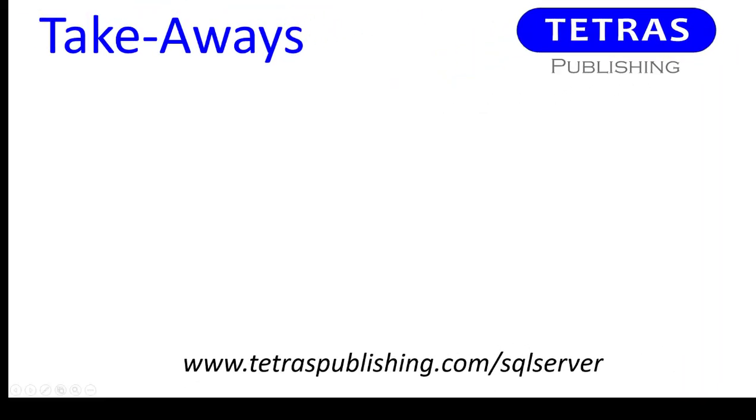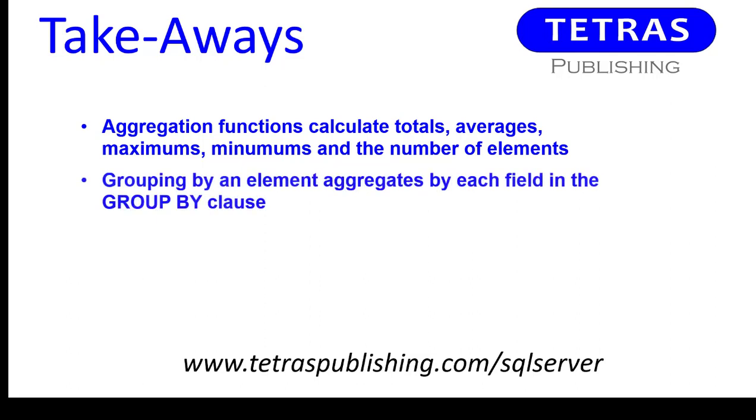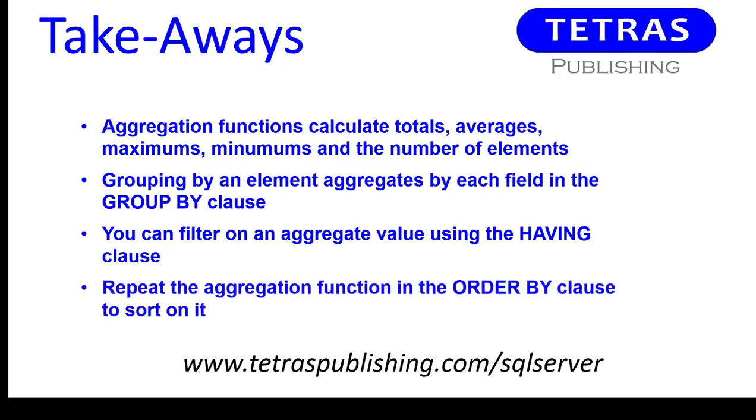Let's look at the main points to take away from this session. Firstly, aggregation functions calculate totals, averages, maximums, minimums, and can also count the number of elements. Then, grouping by an element aggregates each field in the group by clause. If you want to filter on an aggregate value, you do this by applying a having clause, which allows you to filter once an aggregation has been applied. This doesn't mean that you can't use a where clause as well, though. Finally, if you wish to sort data using an aggregation function, you have to repeat the aggregation function in the order by clause.